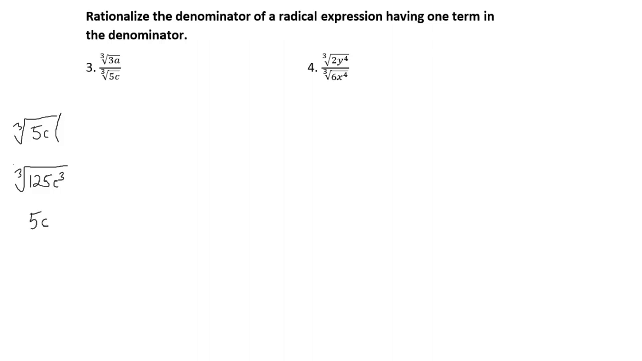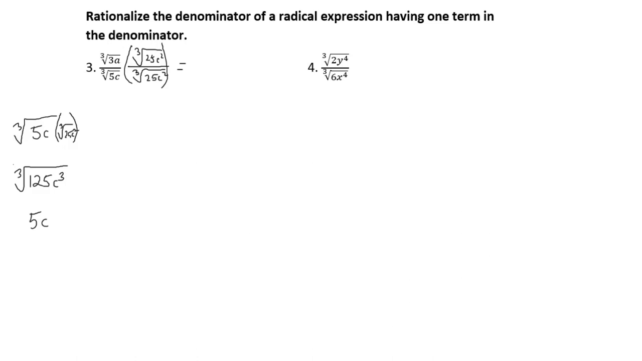So what we need to multiply by is the cube root of 25c squared. So what we need to do is multiply by that cube root of 25c squared on top and cube root of 25c squared on bottom.